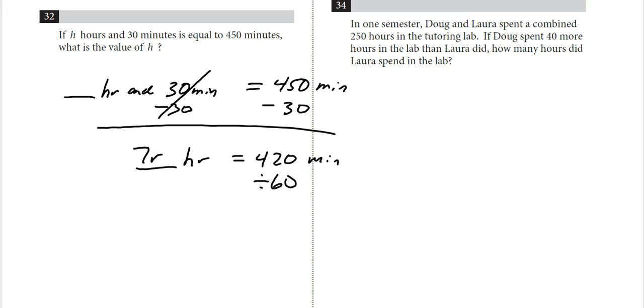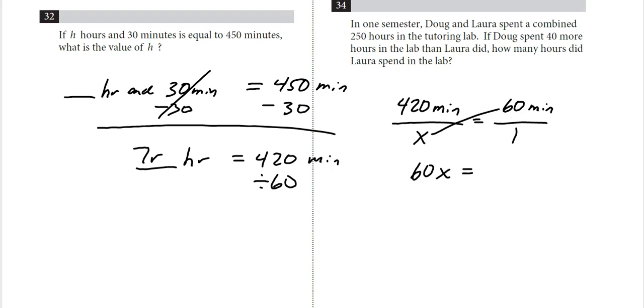Or you could set up a proportion. That'd be another way to do it. You could say 420 minutes is how many hours if 60 minutes is 1 hour, and you could cross multiply and get 60x is 420. Divide both sides by 60, you'll get 7 that way.